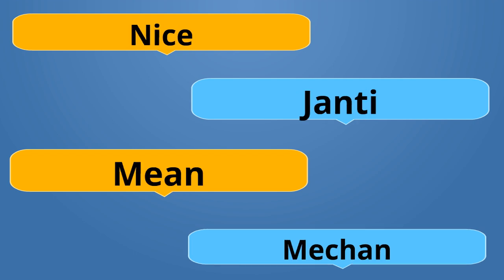Nice, okay? To be nice or mean are opposites, okay? When someone's nice, we say gentil. The person is gentil. When someone's mean, we say méchant. Méchant.